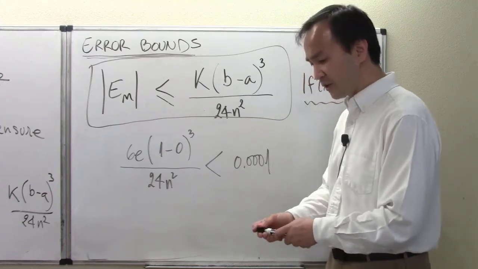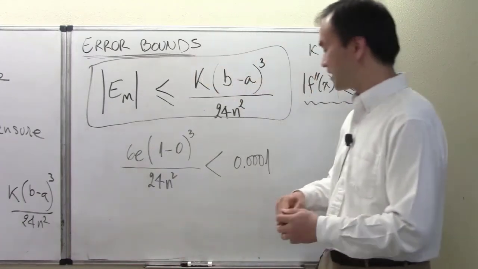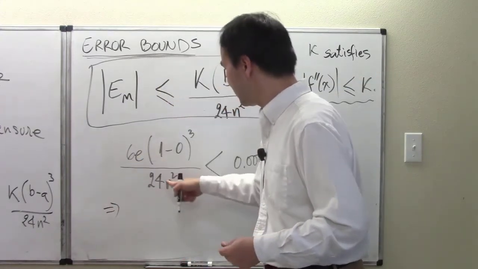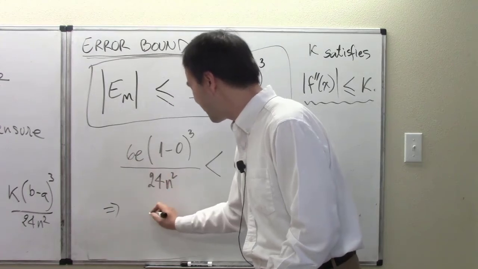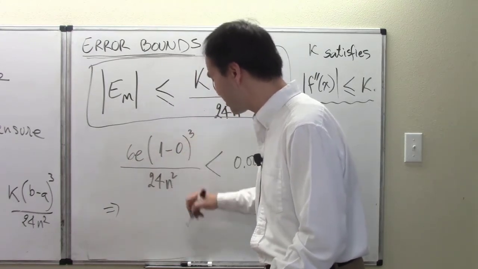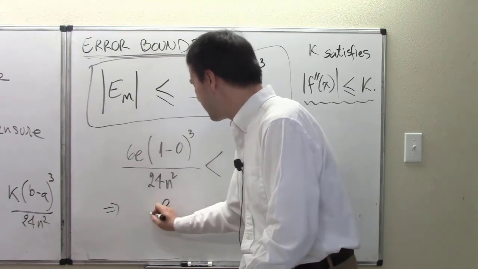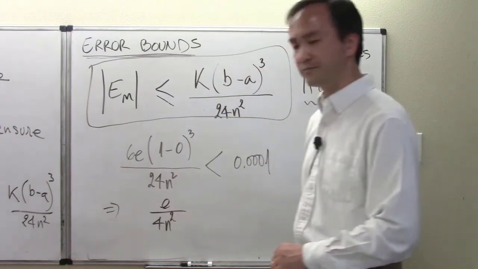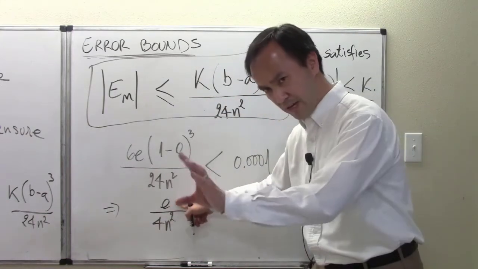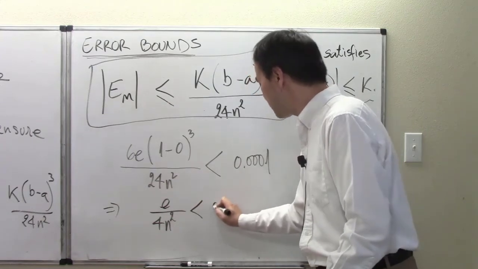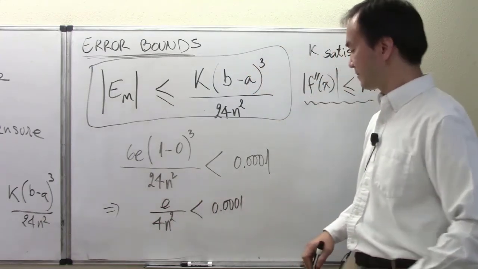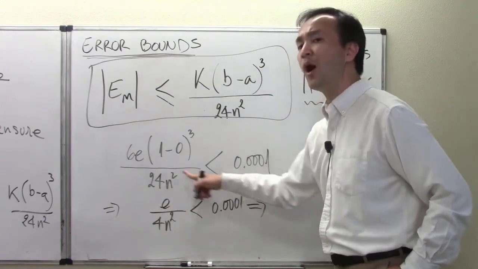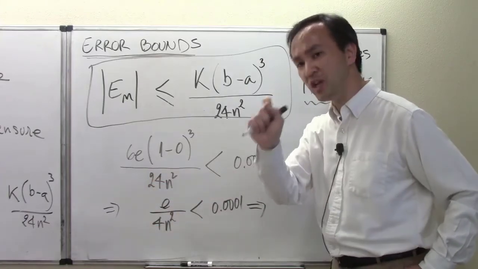In the next step, it's just a little bit of algebra. I see that the 6 in 6e cancels with 24 a little bit, and 1 minus 0 is 1, to the third power is just 1. So we're looking at e divided by 4n squared. And we want this expression, and keep in mind e is another constant, to be less than 0.0001. Now we can go ahead and solve this inequality for the value of n that's suitable for our need.